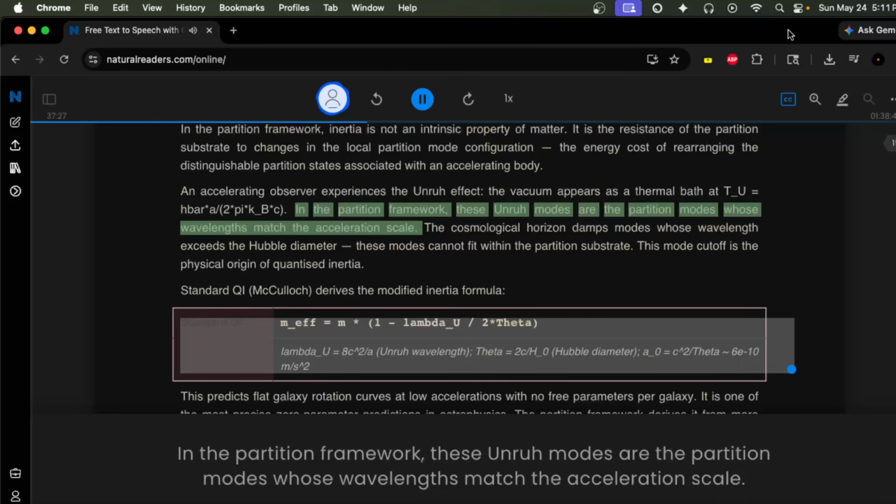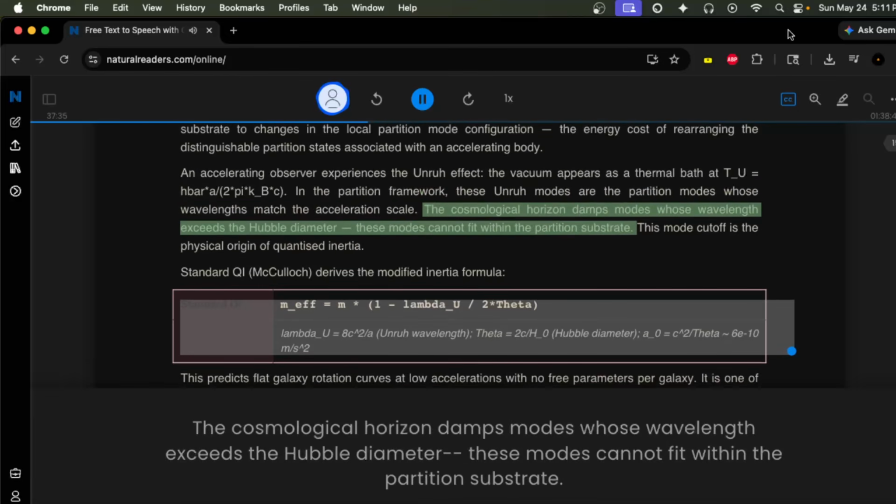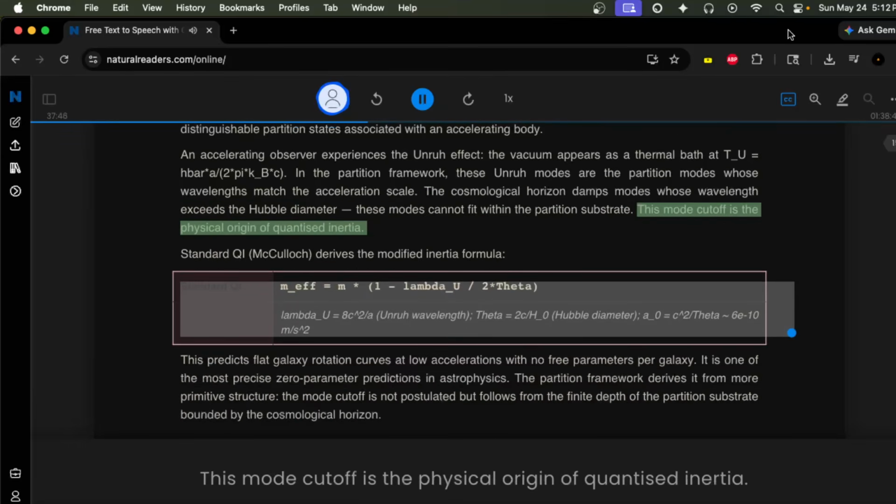In the partition framework, these Unruh modes are the partition modes whose wavelengths match the acceleration scale. The cosmological horizon damps modes whose wavelength exceeds the Hubble diameter. These modes cannot fit within the partition substrate. This mode cutoff is the physical origin of quantized inertia.